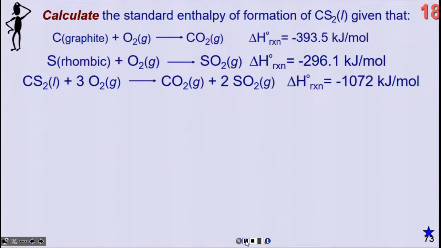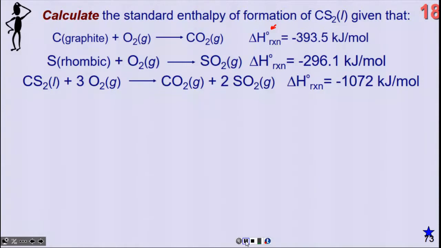Many examples are helpful. There are a lot of things to pay attention to. Calculate the standard enthalpy of formation of carbon disulfide, which in this case is taken as a liquid, given the heat of reaction of graphite with oxygen to make CO2. That's a standard heat of formation again. That's what standard heat means. That little zero indicates that. And then sulfur plus oxygen to make SO2, sulfur dioxide.